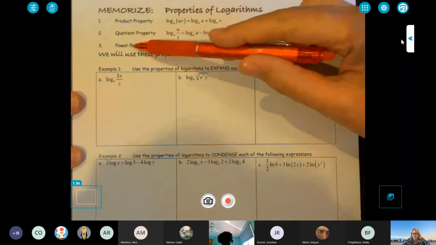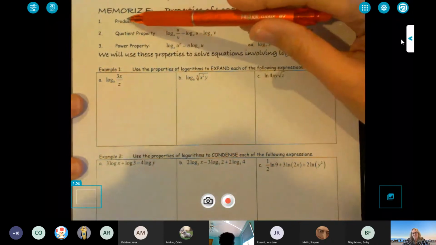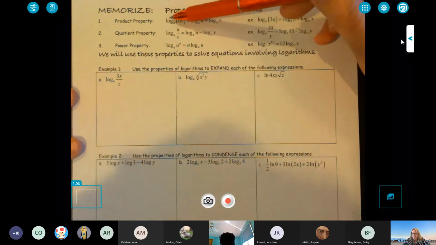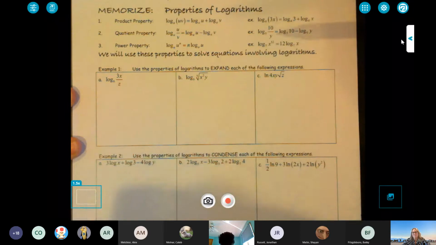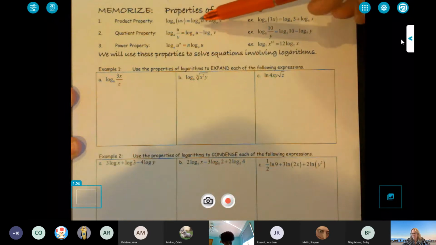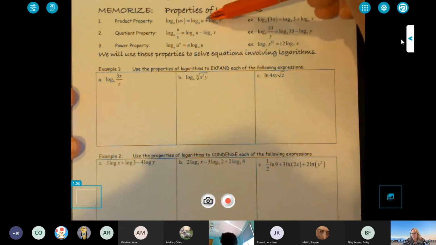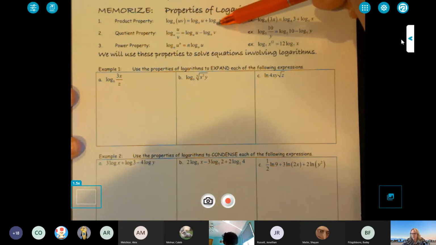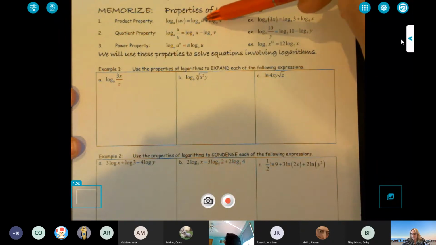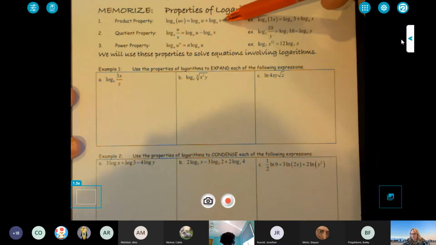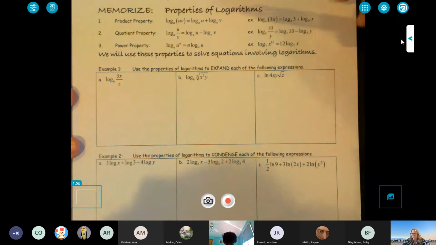There's the product, the quotient, and the power property. It's exactly what it says. The product property is taking the log of a product and expanding it into the sum of two logs. Those two things are equal to each other, and the same in the opposite direction as well. If you are adding two logs together with the same base, you can condense it into the log of the product of each of their arguments. Now, it's not the log of u times the log of v, it's the log of u times v. So you can go both ways.